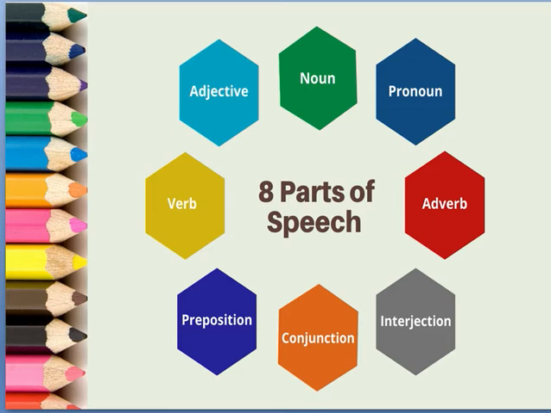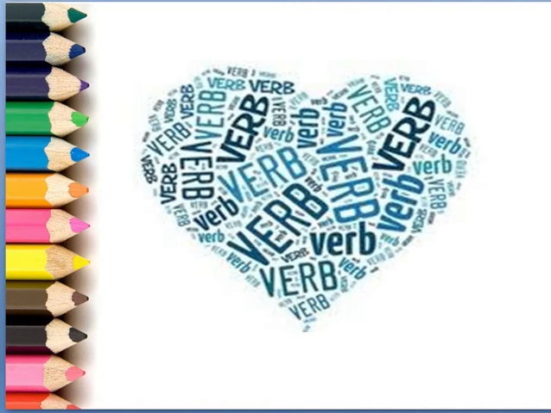Students, we already know parts of speech. There are 8 parts of speech. If we add articles to it, there will be 9: noun, pronoun, verb, adverb, adjective, preposition, conjunction, interjection, and articles. Verb. We have learnt nouns in detail, and today we'll start verbs. So let's get started.